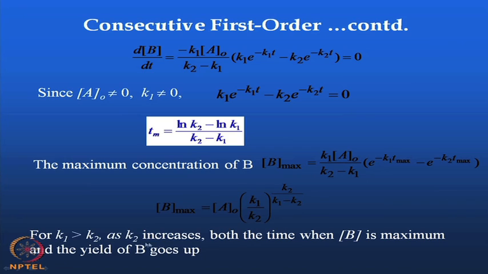That is why there is a relation, because this relation gives you how you can modulate this B max. You can modulate this B max by changing K2, maybe by increasing temperature or something else. So, for K1 greater than K2, as K2 increases, both the time when B is maximum and the yield of B go up.